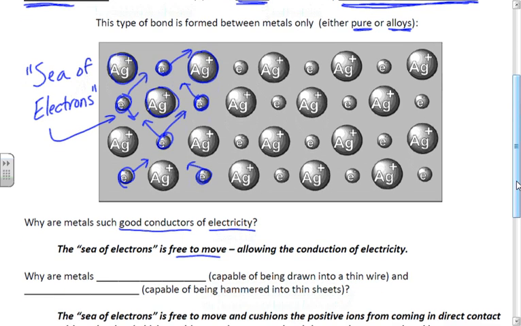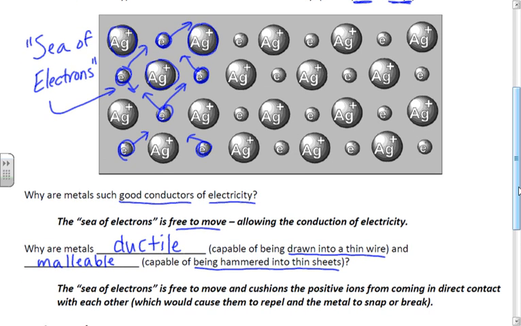Metals are also capable of being drawn into a thin wire. They can be stretched out. We say that metals then are ductile. And metals are also capable of being hammered into thin sheets, and that property is referred to as malleable. And the reason why they have that property is that that sea of electrons, again, is free to move around.